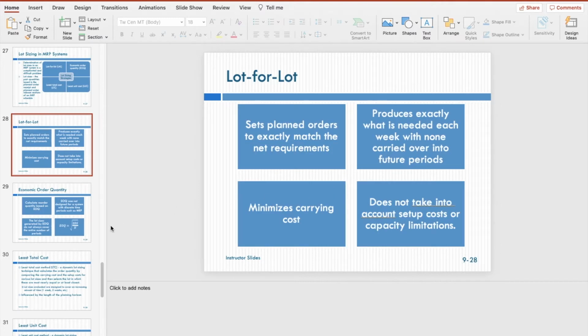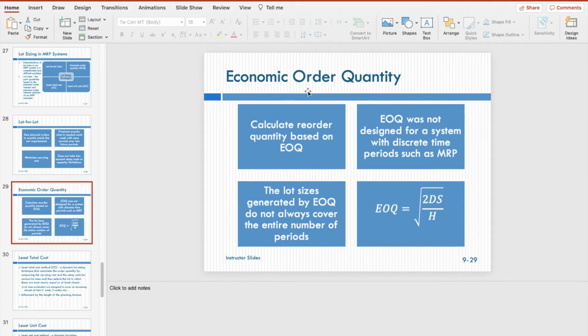Now let's move to the second technique, which is the EOQ technique. I think right now everyone should already know what the EOQ technique is, right? We spent much time talking about the EOQ technique when we dealt with inventory management in chapter 3. Since lot sizing essentially still deals with the optimal order quantity type of problem, of course EOQ is also one good candidate for us to use when we deal with the lot sizing problem under the MRP system.